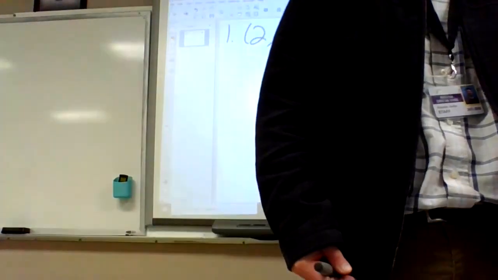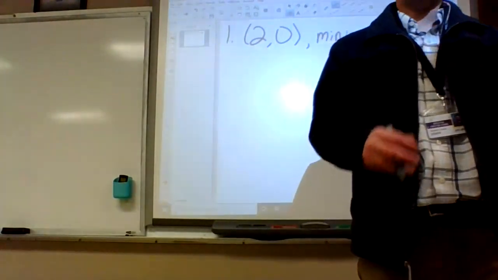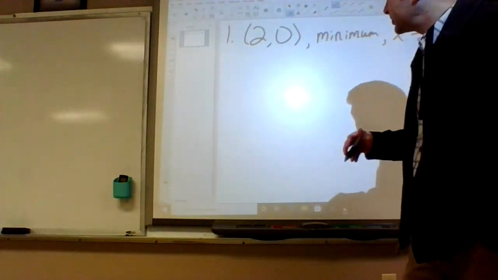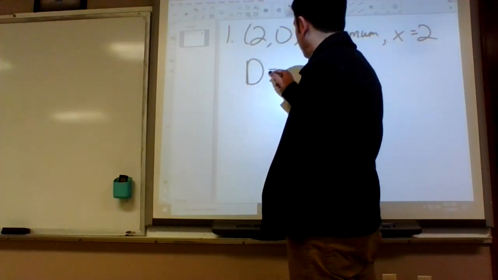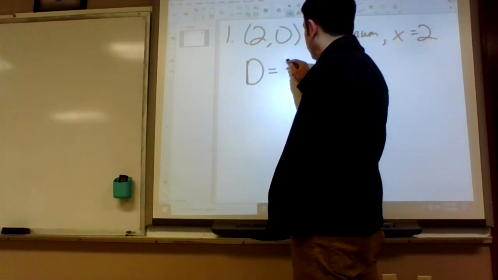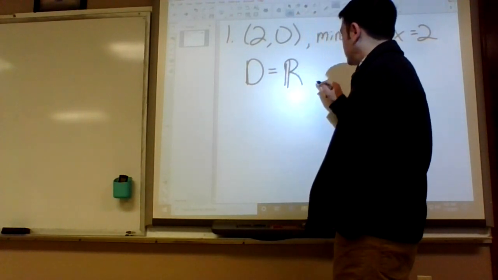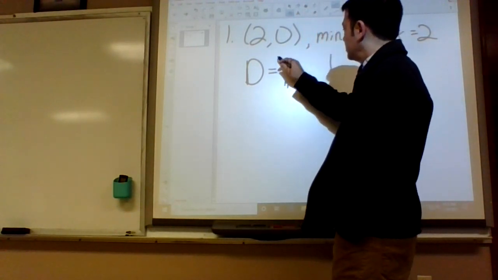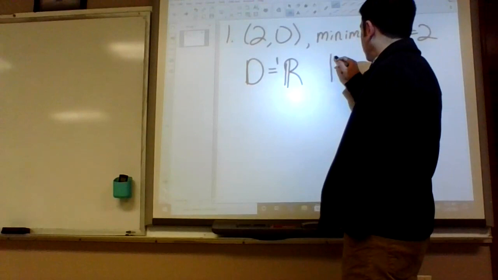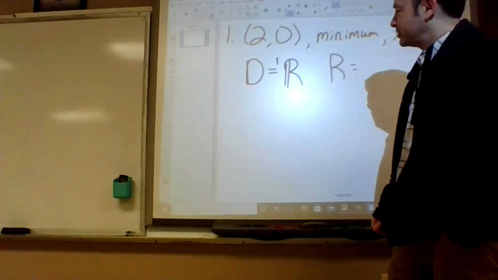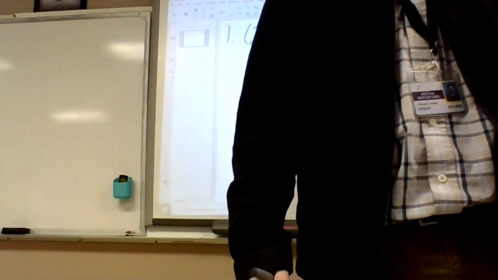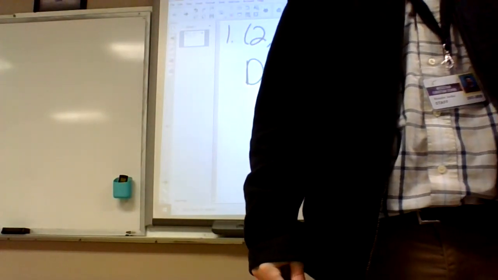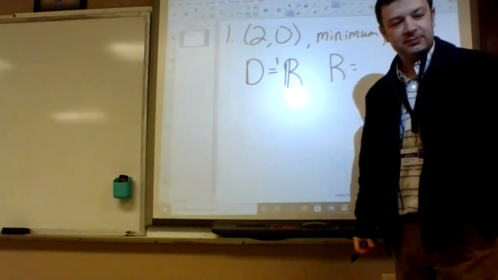The domain. What does domain mean? Isn't that the x value? X values. So what x values are used in the parabola? All of the above. All. So we did that. I'll just put the domain equal to that. It's all real numbers. What's the range?